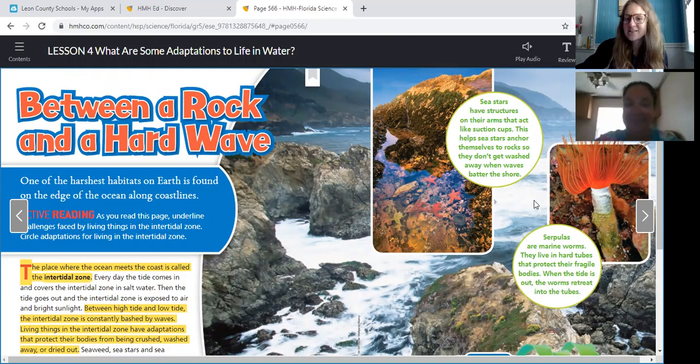And sea stars have structures on their arms that act like suction cups. So there's those suction cups again. This helps sea stars anchor themselves to rocks so they don't get washed away when waves batter the shore. I hear lots of similarities between these plants and animals to the ones we met in the river with that moving water. Yes, absolutely. They have to have a way to cling on so they don't get washed away.